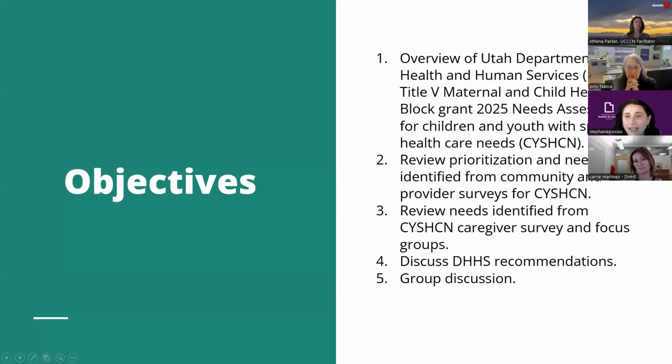So our objectives today will be overviewing the needs assessment and the 3 different surveys we conducted, reviewing the prioritization and needs identified from the community and provider surveys for children and youth with special health care needs, who I'll be referring to as SHIN going forward. We'll also review needs identified, again, from the community provider caregiver survey, discussing DHHS recommendations, and then hopefully some extra time for group discussion.